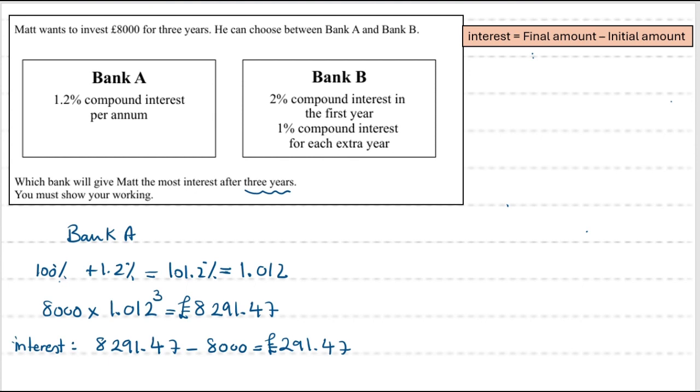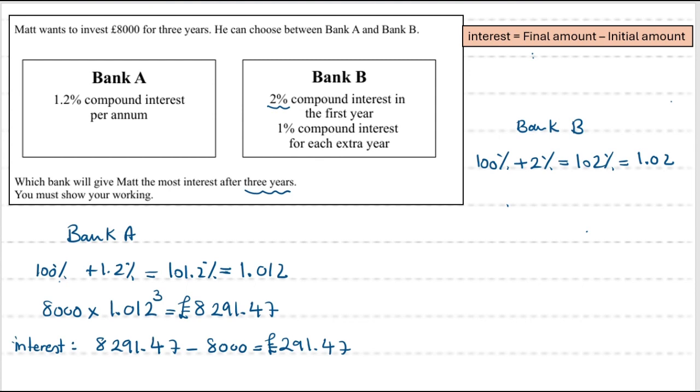Then for Bank B, we do the same but in two parts, because first we have the investment for 1 year and then for the rest 2 years, making up 3 years. So we start off at 100%, and we are earning 2% interest. So we add 2%, so we get 102%, which will give us 1.02 for our multiplier for the first year.